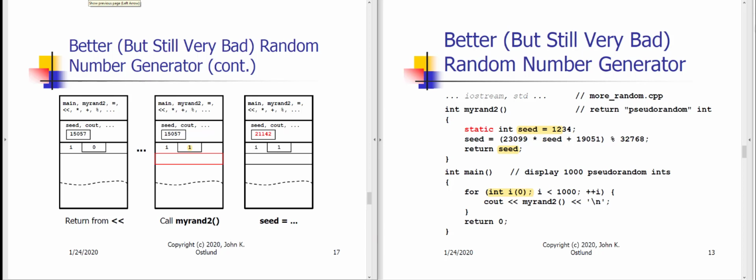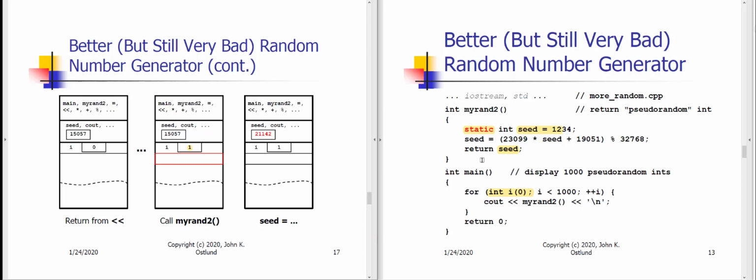Okay, the seed variable, although it is a local variable within the myRan2 function, is stored in the static data area rather than in the stack, so it persists even if myRan2 isn't currently being executed. And in fact, seed will only be eliminated from memory when the whole program is done and the main function returns.